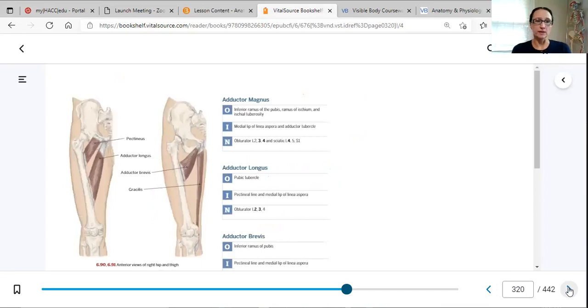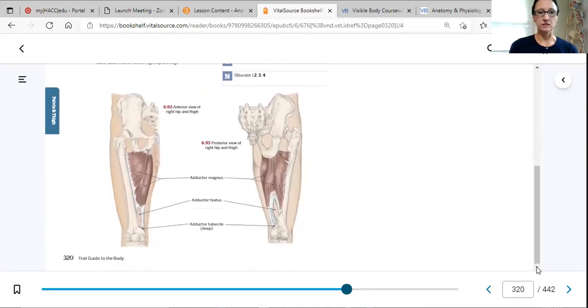And this is page 320, 321, etc. Okay, so adductor magnus, as I mentioned, is the floor of the adductors. And here it is. Adductor magnus. See, from the anterior and from the posterior, it is just a large muscle. It covers almost the entire femur. It covers a good bit of the ischium. Okay, back here, there's the ischial tuberosity.